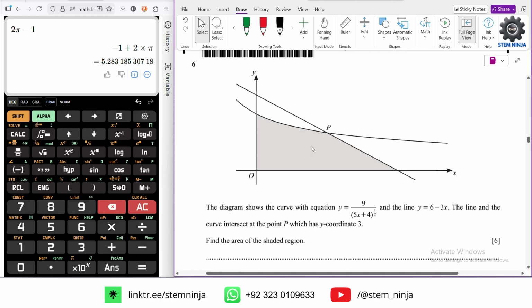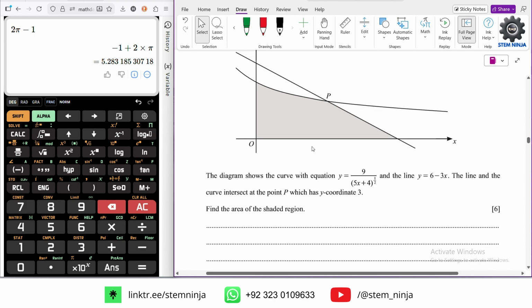Question number 6. The diagram shows the curve with equation y equals 9 over the square root of 5x plus 4, that is (5x + 4) to the power of 1 over 2, and the line y equals 6 minus 3x. The line and the curve intersect at point P, which has the y coordinate 3. Find the area of the shaded region.